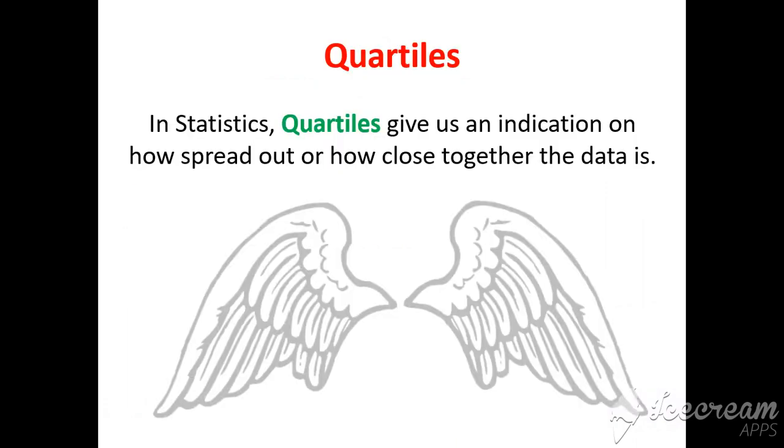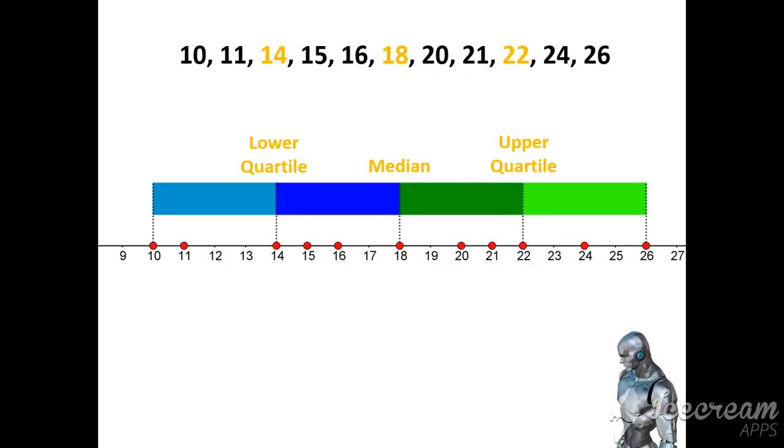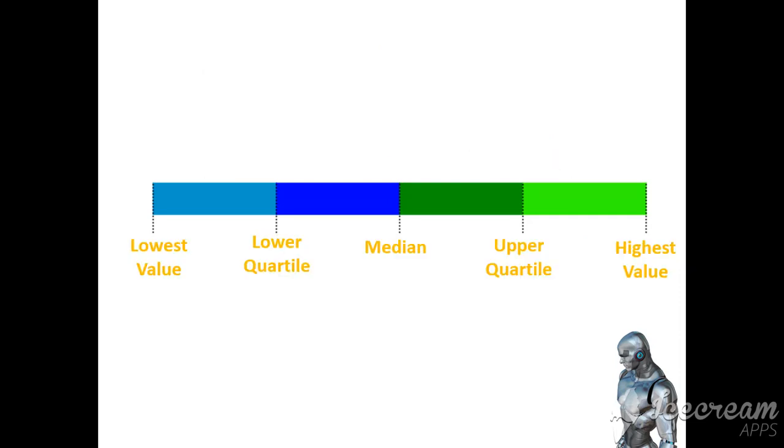Now we know in statistics, quartiles give us an indication of how spread out or how close together the data is. We've spoken about this in the first video. We count into the middle to find our median. Then we have a lower group and an upper group. In the lower group, we count into the middle to find a statistic called the lower quartile. And in our upper group, we count into the middle to find a statistic called an upper quartile. So this makes these 5 statistics: the lowest value, the lower quartile, the median, the upper quartile, and the highest value. And those 5 statistics have broken the data into 4 groups, those 4 colored sections.